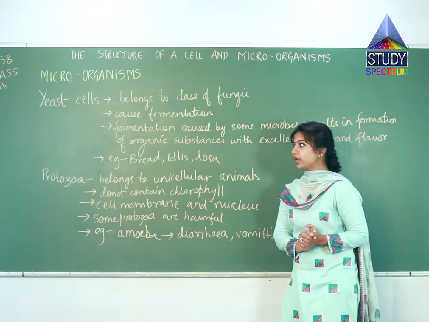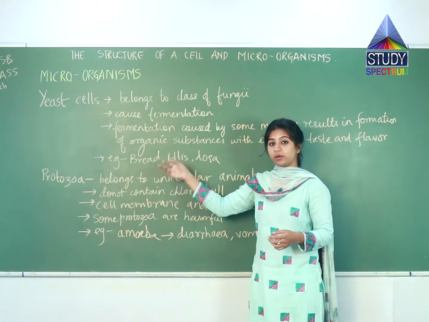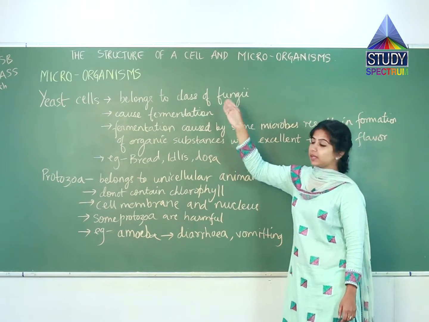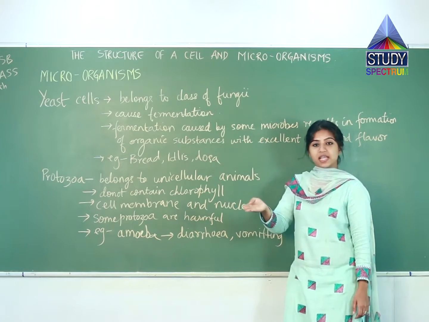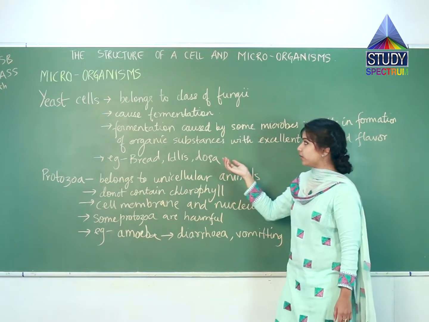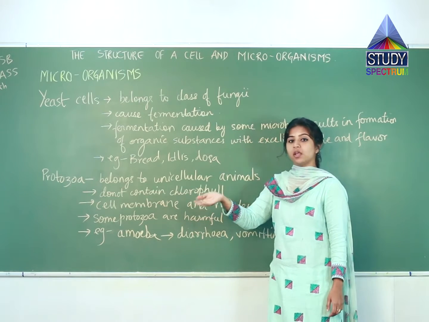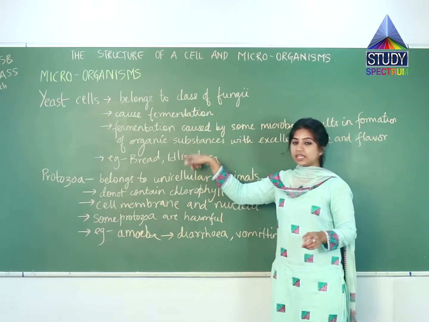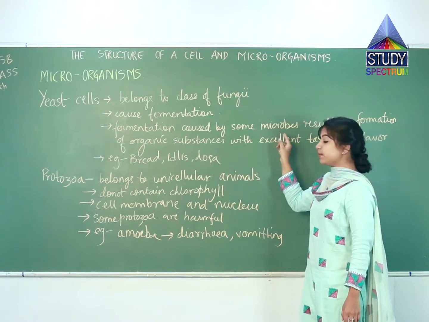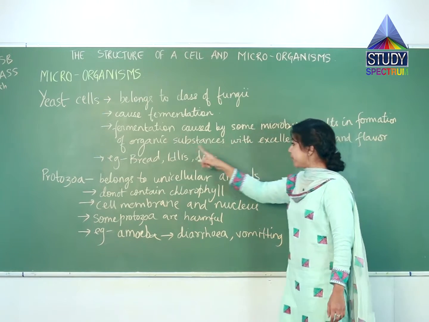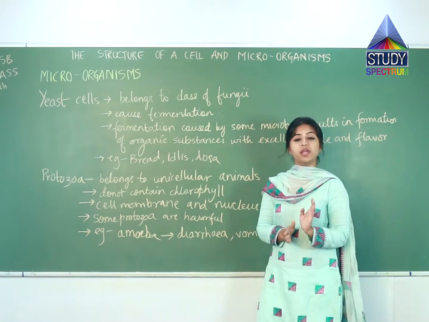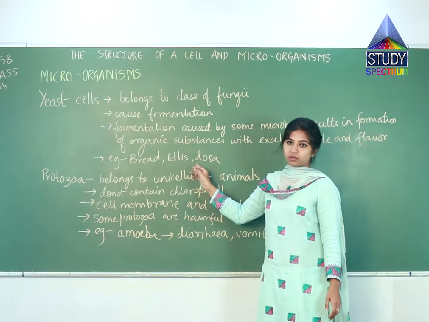So let's start with the last 2 types of microorganisms, that are the yeast cells and the protozoans. Now yeast cells belong to the class of fungi, and hence they have no chloroplast in them, and they are not autotrophs. Actually they depend on other sources for their nutritional requirements, and these yeast cells are the main cause of fermentation. Now fermentation caused by some microbes results in the formation of organic substances with excellent taste and flavor, and these may include breads, idlis and dosas.